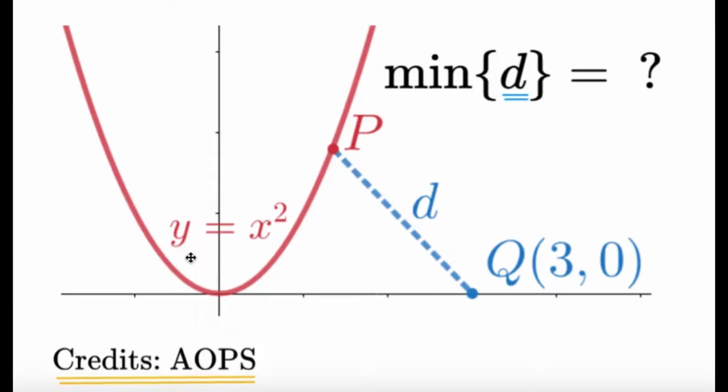Here we're given a parabola with equation y equals x squared. Choose any point P on this parabola. Find the minimum value of D, where D is the distance from point P to point Q, which has coordinates (3, 0). Credits to the Art of Problem Solving community for this item.